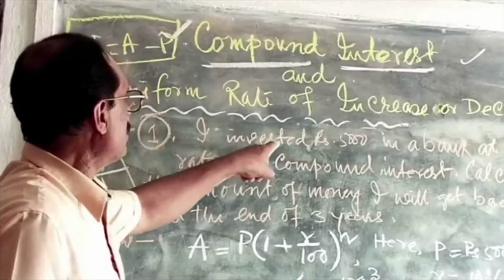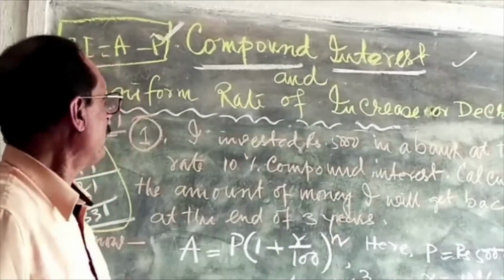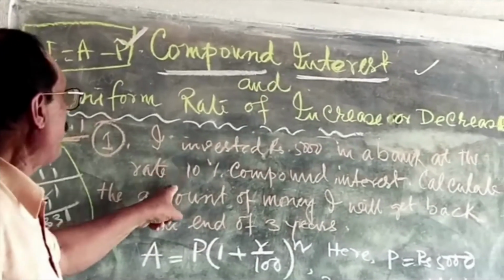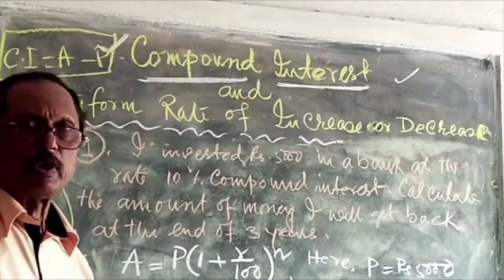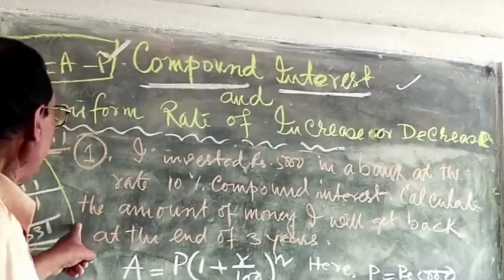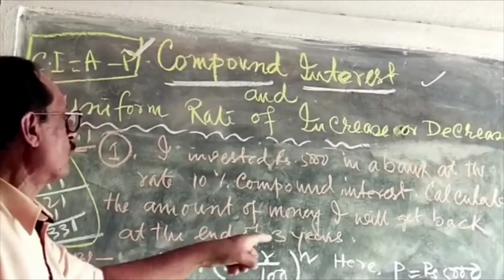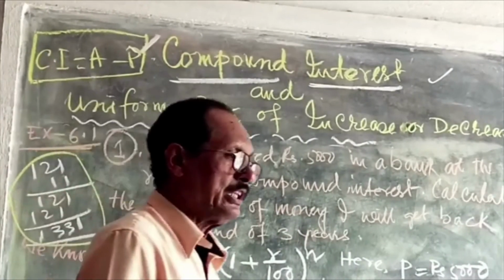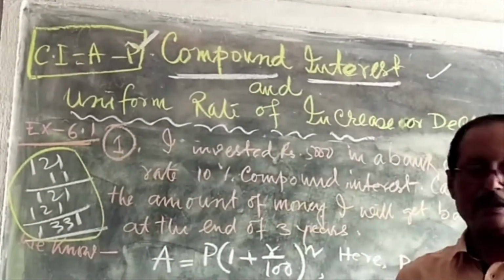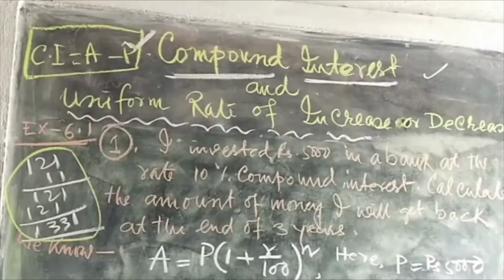I invested rupees 5,000 in a bank at the rate of 10% compound interest. Calculate the amount of money I will get back at the end of 3 years. At the end of 3 years, how much money will I be getting back from the investment?